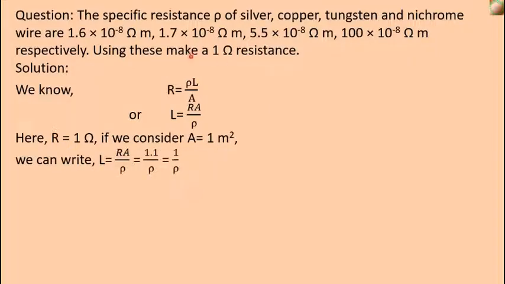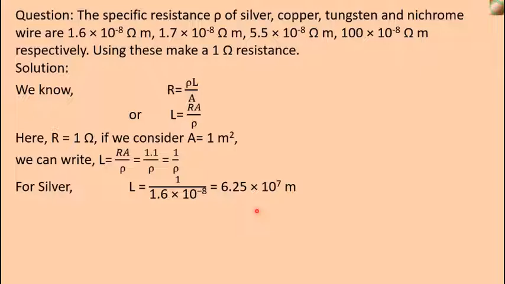We can write L is equal to RA divided by rho, 1 into 1. Here R is equal to 1 ohm, A is equal to 1 meter square, 1 into 1 is equal to 1, so the length of the conductor will be 1 divided by rho. For silver, L is equal to 1 divided by rho of silver, 1.6 into 10 to the minus 8 ohm meter, which is equal to 6.25 into 10 to the 7 meter. It's a very long length of silver.